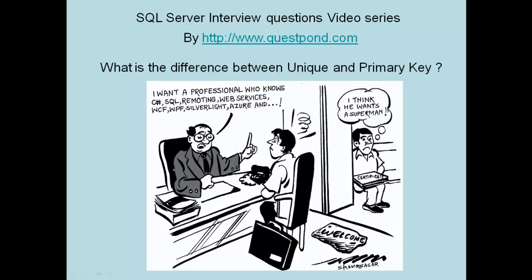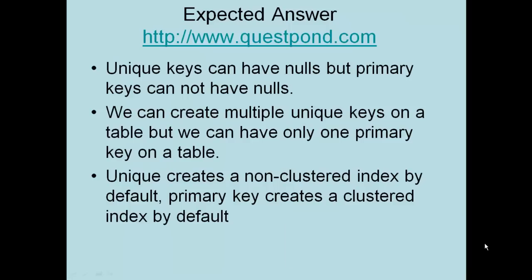So first let's try to understand what are the important differences between the unique and the primary key. There are three important points which the interviewer is expecting from you. First, unique key can have nulls, but primary keys cannot have nulls. You can create multiple unique keys on a table, but you can have only one primary key on a table. And the third important point is, when you create a unique key, it creates a non-clustered index by default, and when you create a primary key, it creates a clustered index by default.